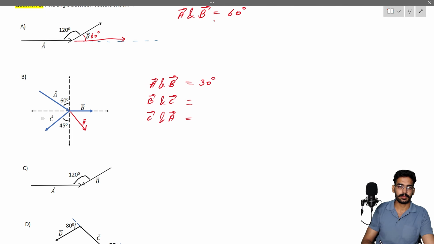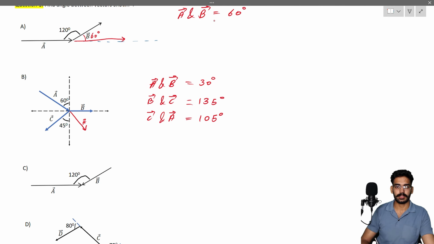B and C, I can say this is 90, this is 45. Okay, so how much? 10C. B and C I can answer 90 plus 45, that is 135. Okay, and C and A, I can say 60, 180 minus 60 and minus 45, so 45 plus 30, how much? 105. Okay, this is your answer.